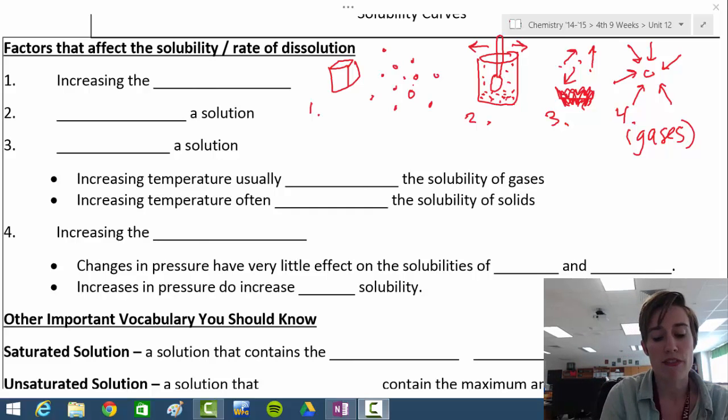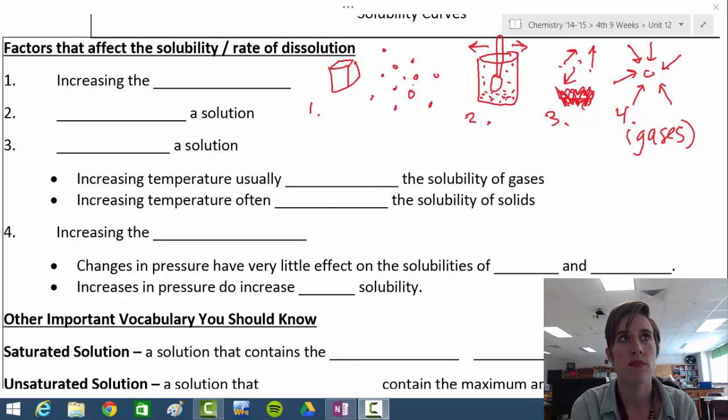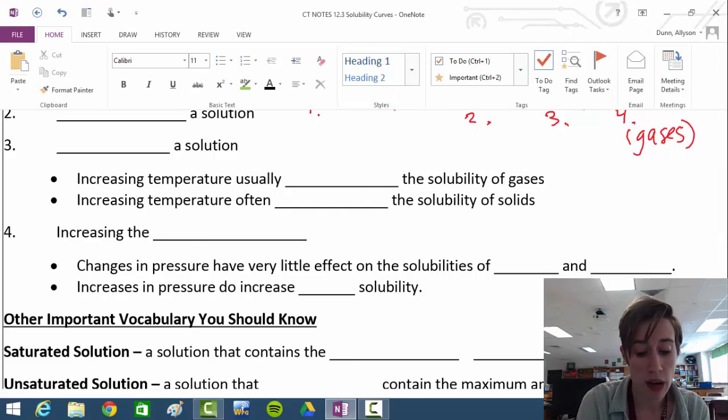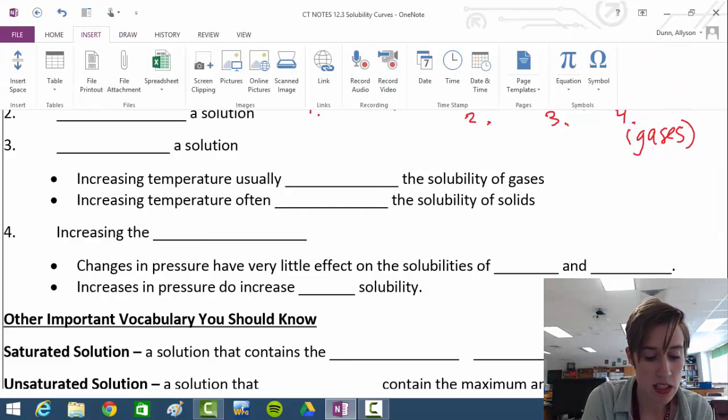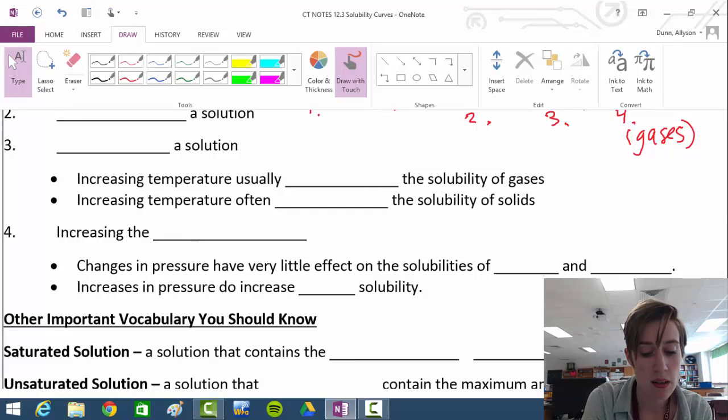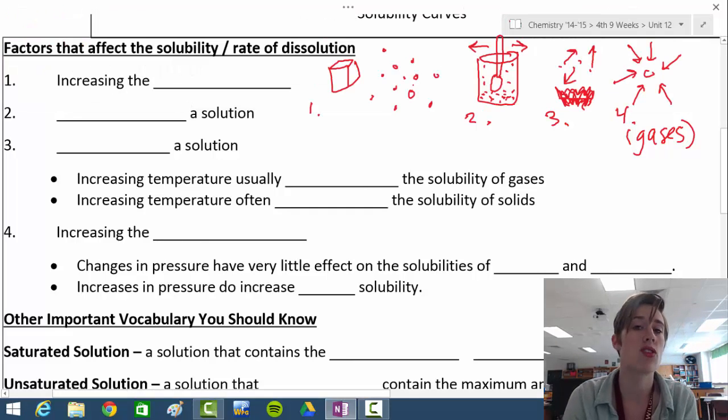So we're going to talk about factors. Factors are just different strategies, kind of. So factors are strategies that can help us to increase a substance's solubility. Basically, we're going to talk about things that make something dissolve better or faster. We also call that rates or rate of dissolution. What does dissolution mean? It means dissolving. So the rate of dissolving, okay?